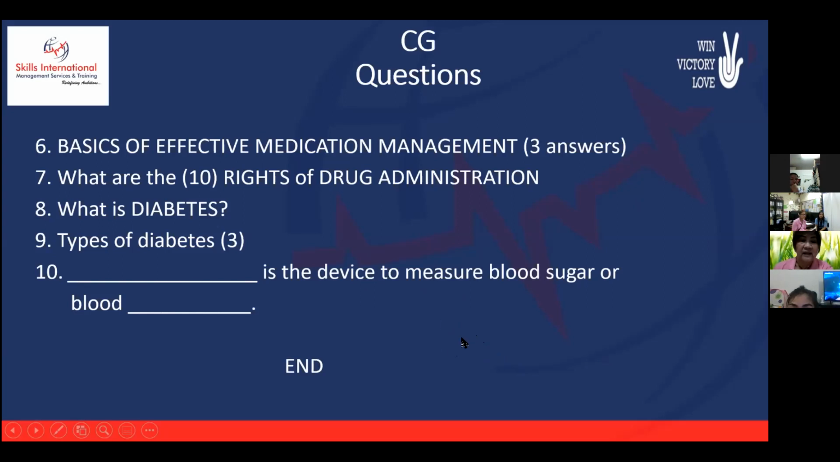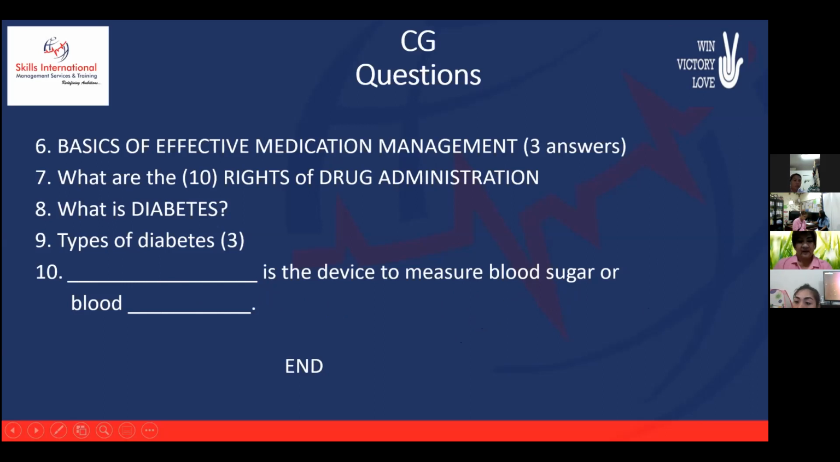Okay. So the right answer is you have to analyze or check your question. The question is, what is the device to measure blood sugar or blood glucose? The question is about blood sugar or blood glucose. Glucometer is a device to measure blood sugar or blood glucose. So the answer is glucometer and blood glucose.